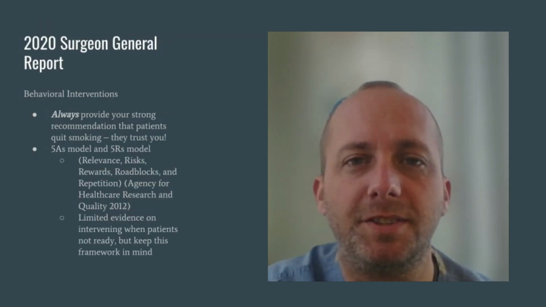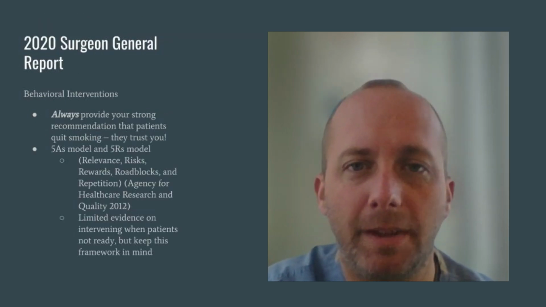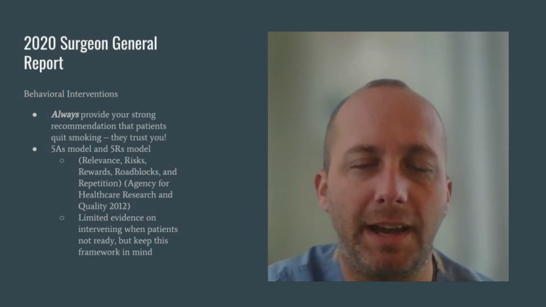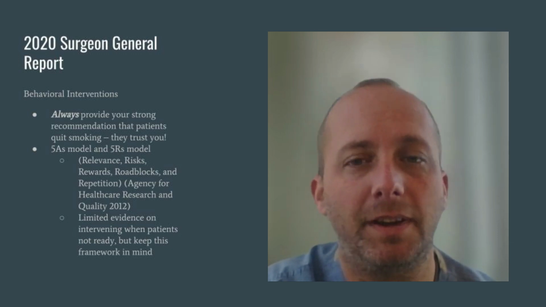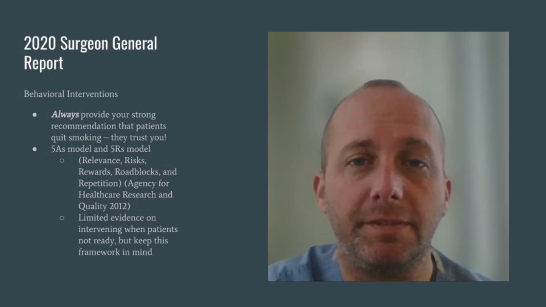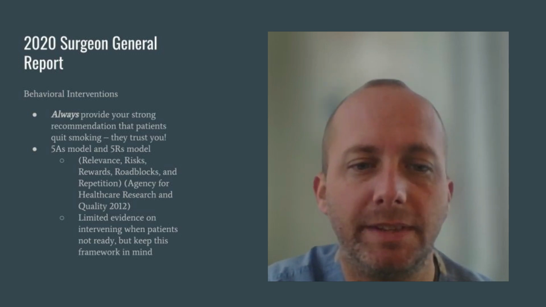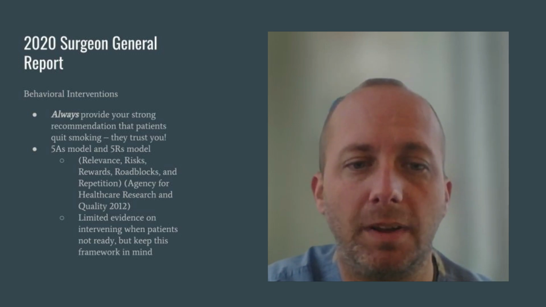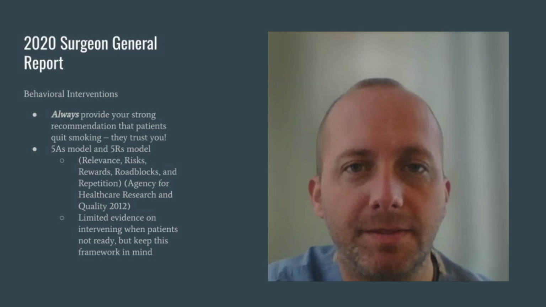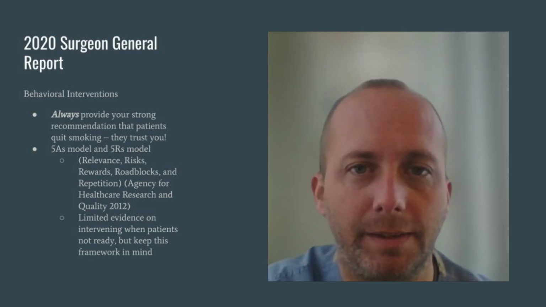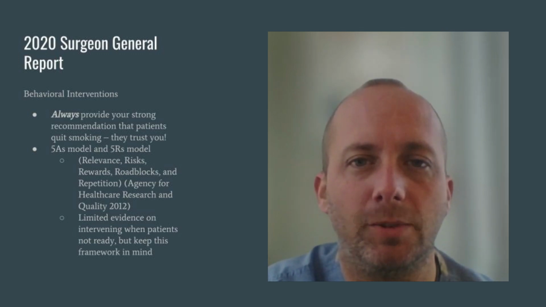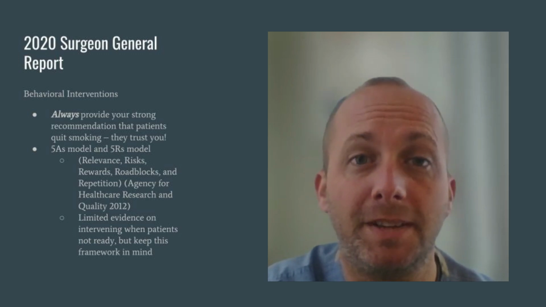The 2020 Surgeon General report is also a great resource with a lot of behavioral interventions. If you like all the acronyms and letters and whatnot, you can think of the 5 R's or the 5 A's model. The 5 R's stands for addressing relevance, risks, rewards, roadblocks, and repetition. This comes from the Agency for Healthcare Research and Quality. There's limited evidence on these behavioral interventions, but I always give my strong recommendation that they should quit smoking. Our patients do trust us.